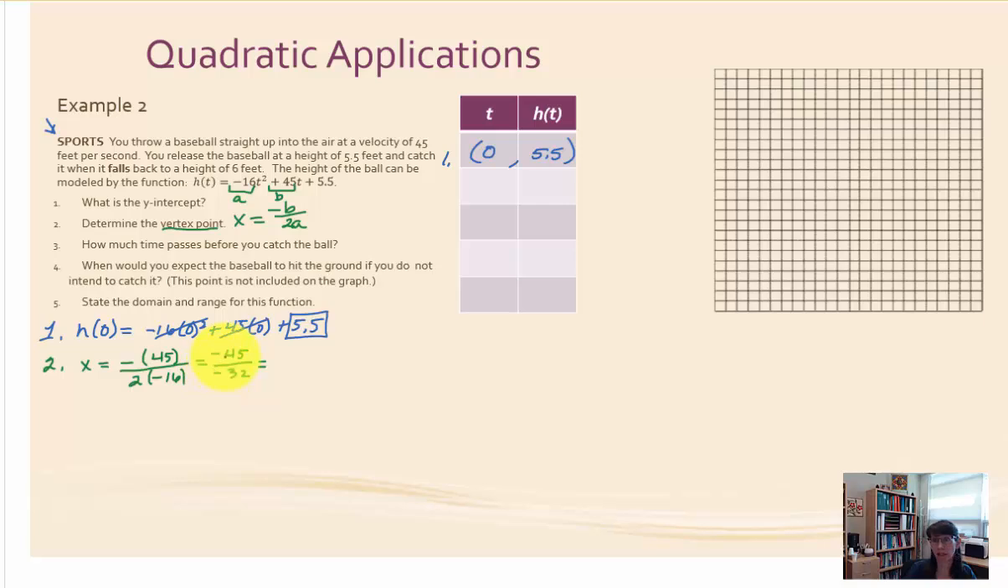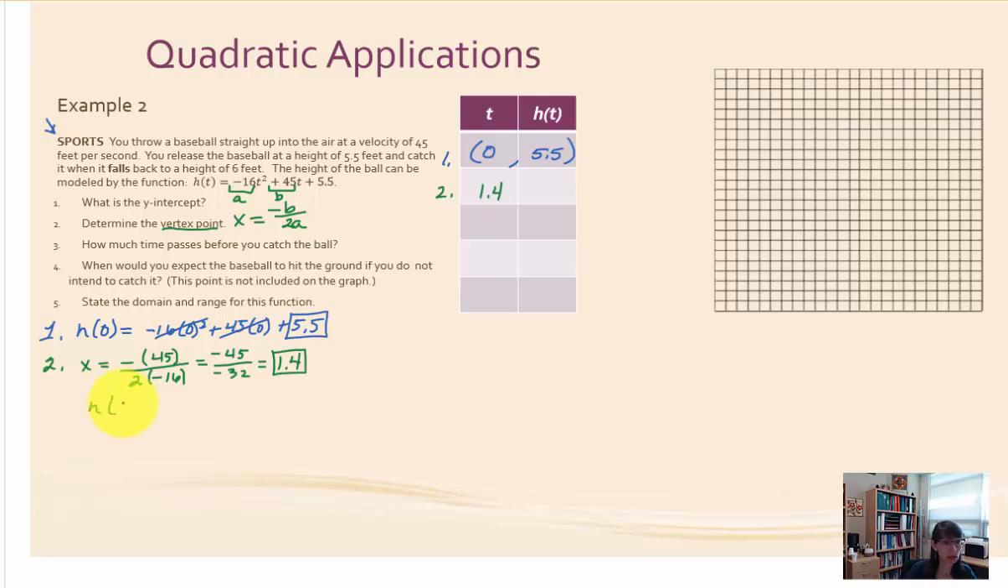So we notice that we have a negative divided by a negative, and we're going to use decimals for this problem, so that will make it easier for us to plot ordered pairs that we generate. So using our calculator, 45 divided by 32 is positive 1.4. So 1.4 is going to correspond to the input value of that vertex point, or our time. Now we're going to use 1.4 back in the function to evaluate. That will generate the output, or height, of the ball.